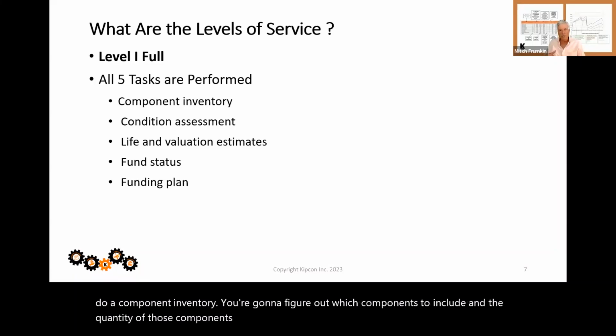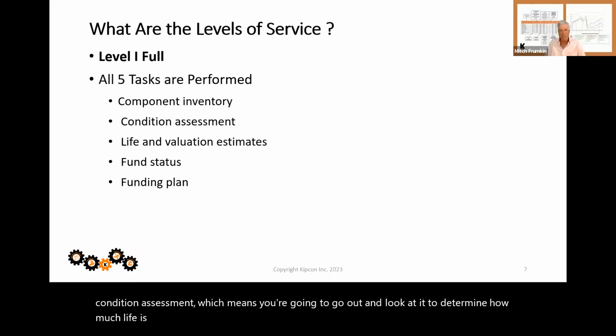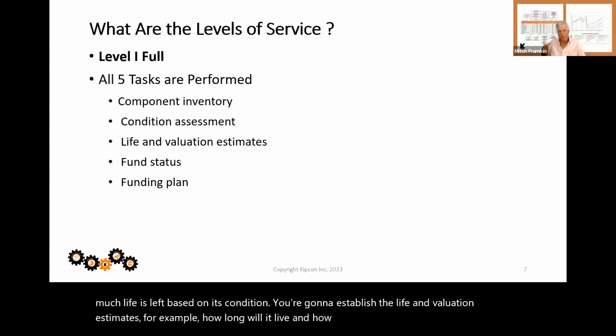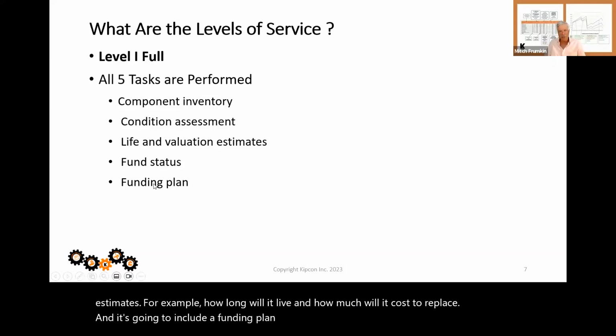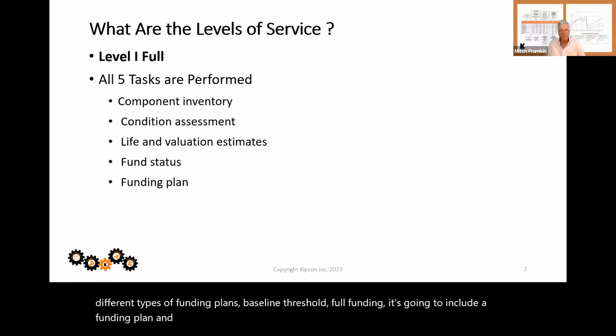You're going to figure out which components to include and the quantity of those components. So the roadways, 500 square yards. You're going to do a condition assessment, which means you're going to go out and look at it to determine how much life is left based on its condition. You're going to establish the life and valuation estimates. For example, how long will it live and how much will it cost to replace? And it's going to include a funding plan. I showed you the 3 different types of funding plans: baseline, threshold, full funding. It's going to include a funding plan and a fund status.